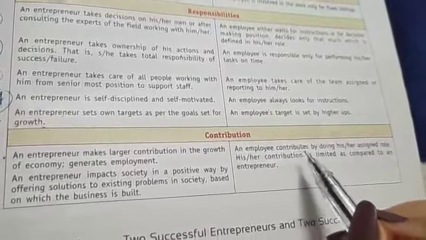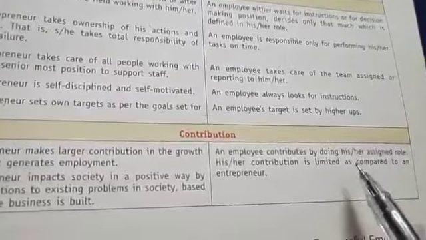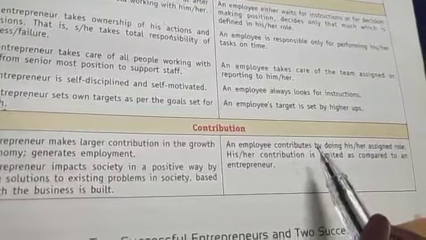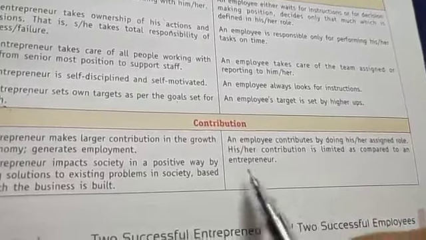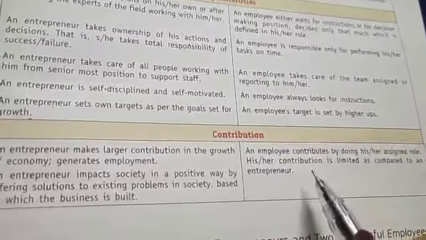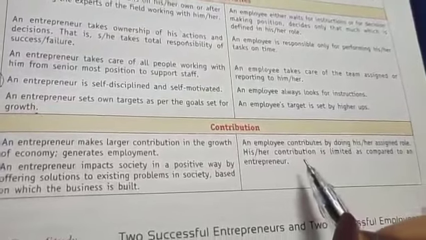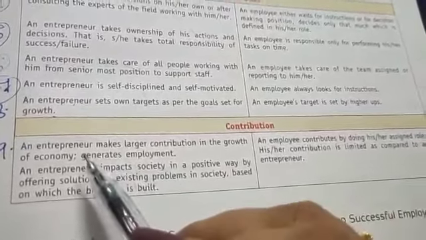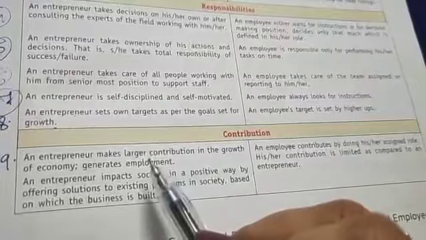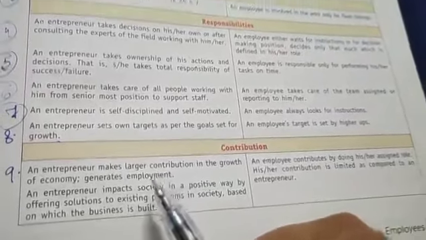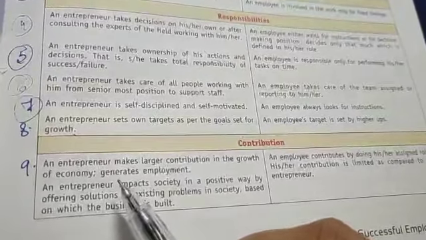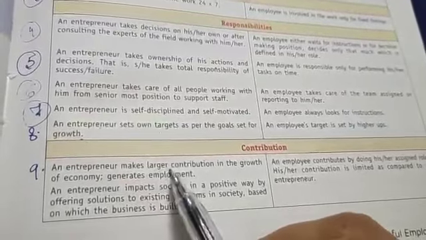And the employee, on the other hand, contributes by doing his assigned role. Whatever role is assigned to an employee, he will do that effectively, but his or her contribution is limited as compared to the entrepreneur, as the employee is only the working authority, only a staff member. But the entrepreneur is the boss; he has his own company, so he makes the larger contribution. He will devote much time and much money, and he is responsible for generating employment. So the entrepreneur has the larger contribution.